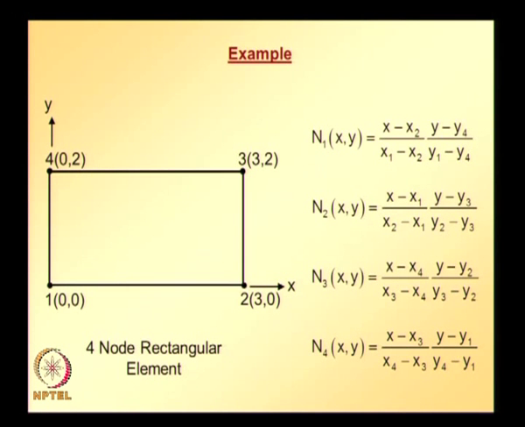So x1 is equal to 0, y1 is equal to 0, x2 is equal to 3, y2 is equal to 0, x3 is equal to 3, y3 is equal to 2, x4 is equal to 0, y4 is equal to 2. Substituting these quantities into the N1, N2, N3, N4 expressions, we can get the shape functions.